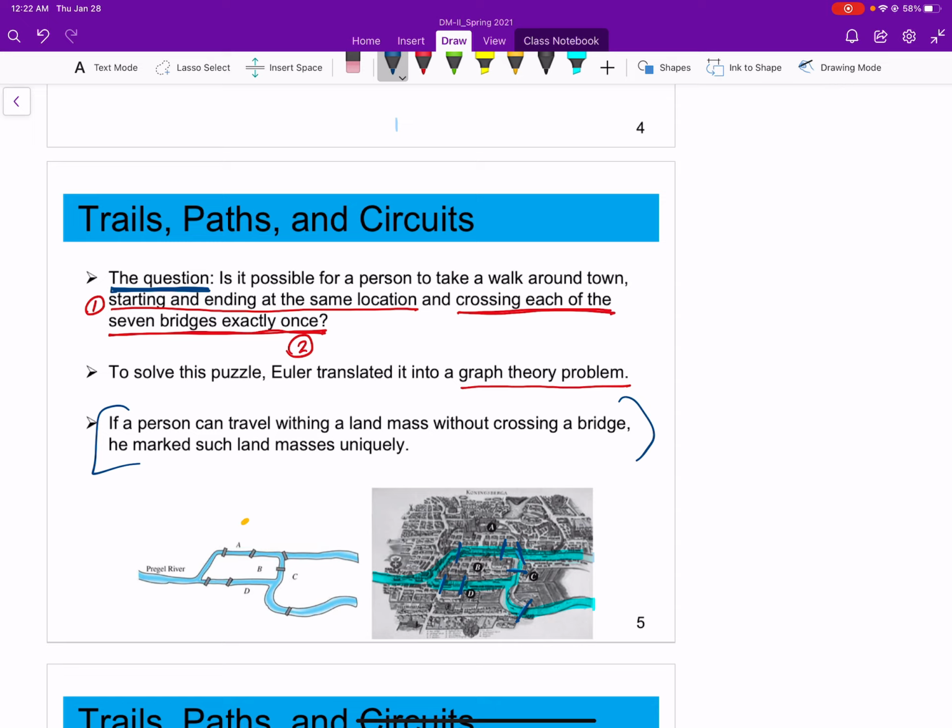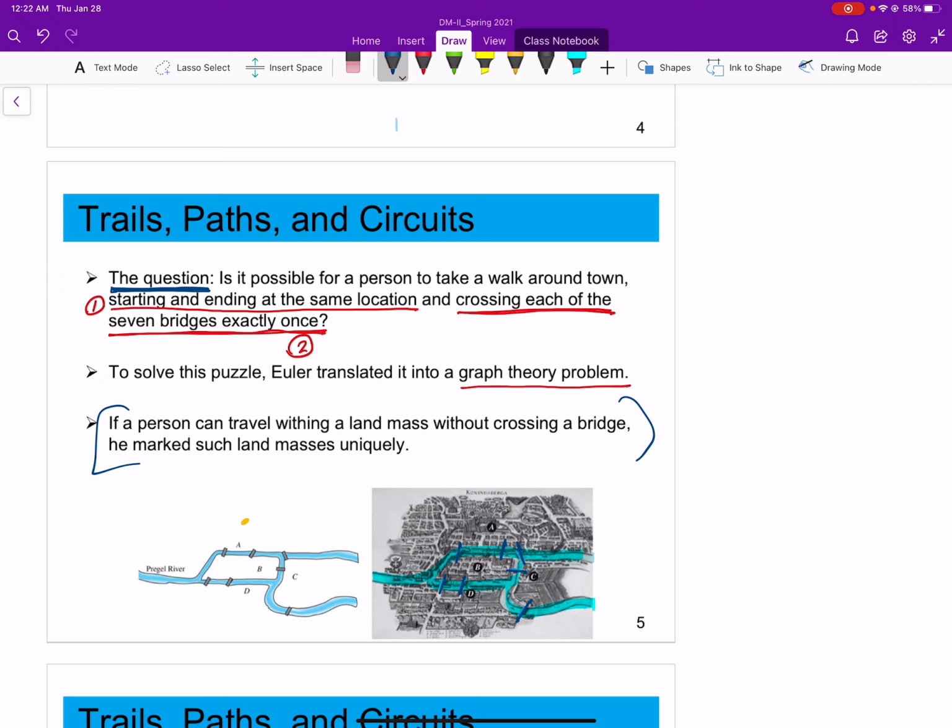If a person can travel within a land mass without crossing the bridge, he marks such land mass uniquely. That means, let's say you start from here. You can go anywhere in this part without crossing a bridge. So in that case, he marked that land mass with a unique symbol. That means A. He marked that land mass uniquely. So this entire part is A.